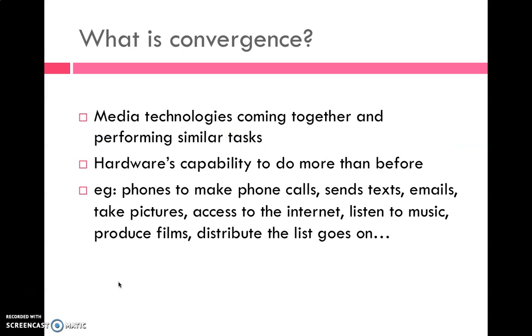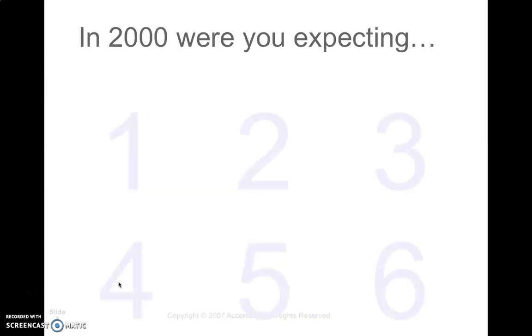Media technologies coming together and performing similar tasks. It's when hardware's capability is increased and it's able to do much more than it traditionally did. So for example, phones don't just make phone calls anymore, as you know only too well. They also send texts, emails, take pictures. You can go on the internet, you can listen to music, produce films, distribute. The list goes on and on. It's something that is a very normal part of your world, but it wasn't always like that.